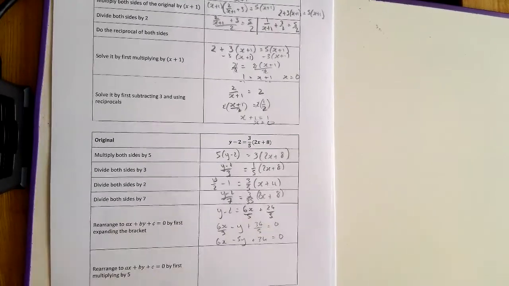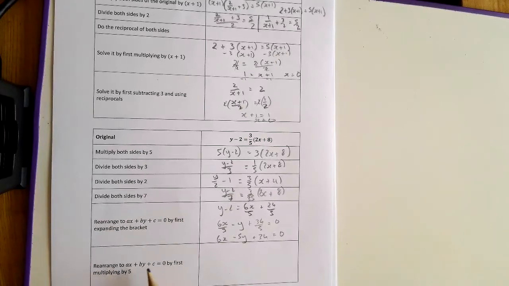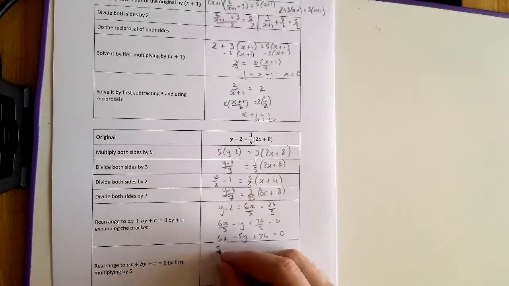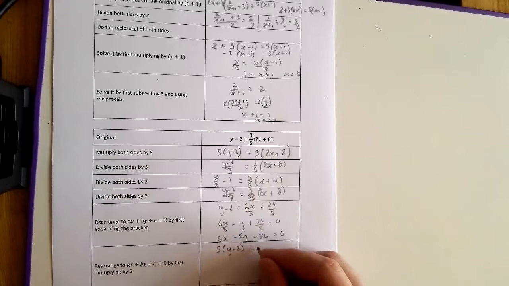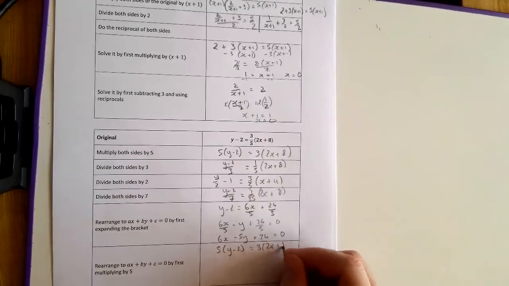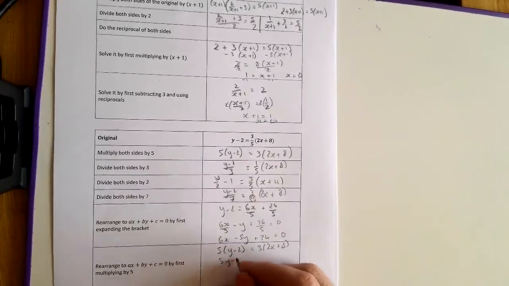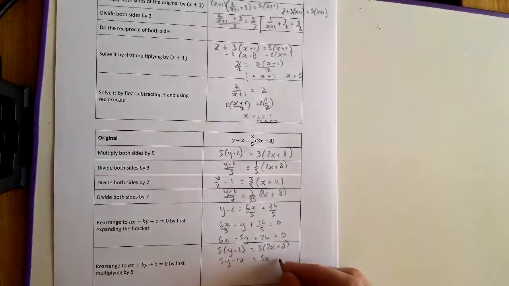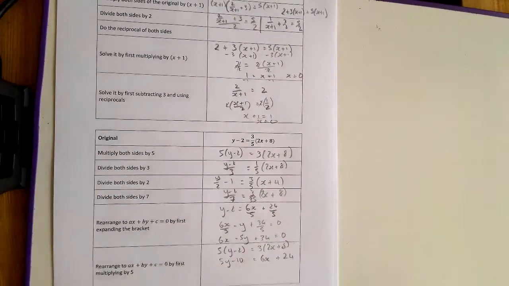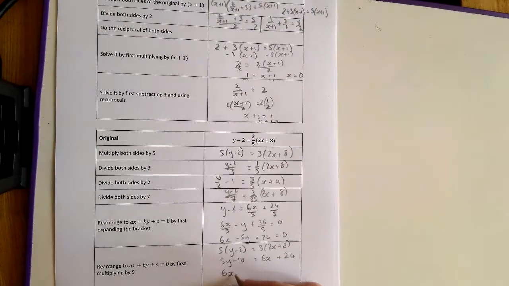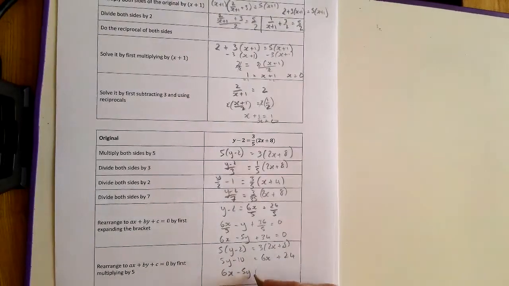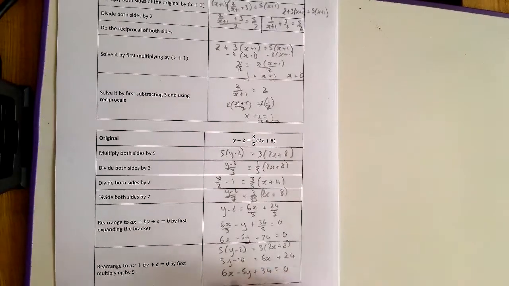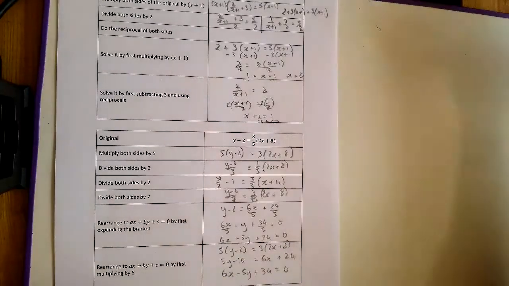Wasn't too nice, too fractiony. First, multiply both sides by 5, so I get 5 lots of y minus 2 equals 3 lots of 2x add 8. So I can expand both sides like that. Then I can take away 5y from both sides and add 10 to both sides, which gives me the same answer, but much easier.